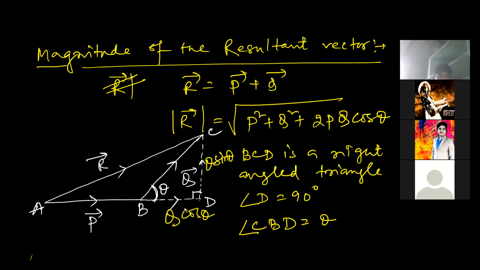Okay, so here, just look at the triangle BCD. Here, BC is the hypotenuse. Along the hypotenuse, the Q vector is working, which has an inclination angle of theta. So the horizontal component should be Q cos theta. The vertical component should be Q sin theta. All right, up to this much, is it clear?